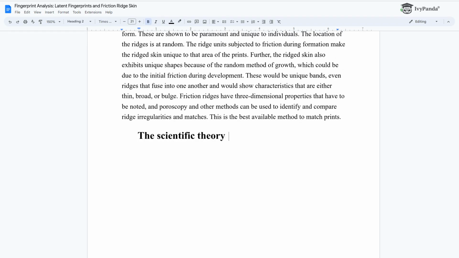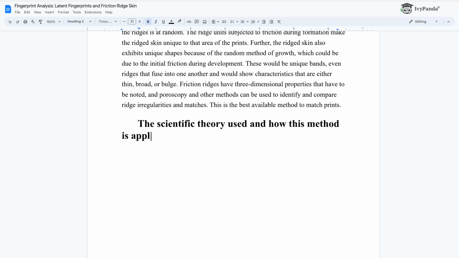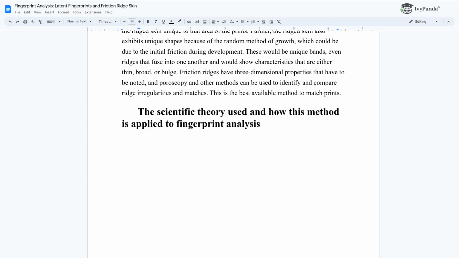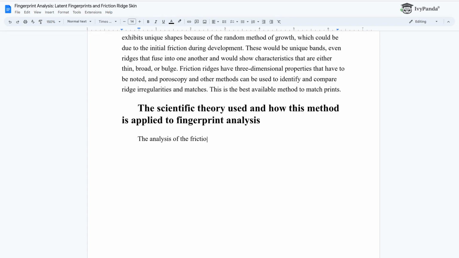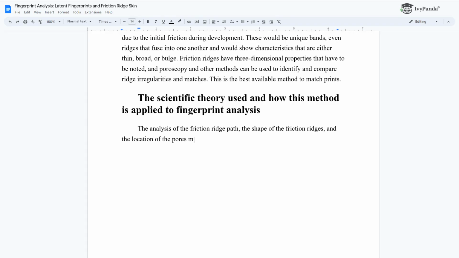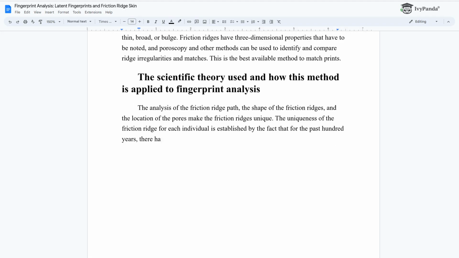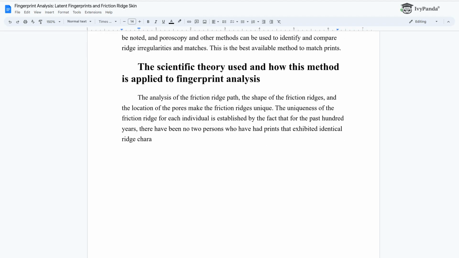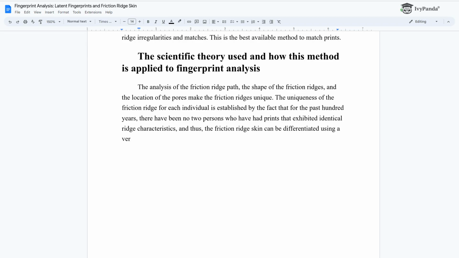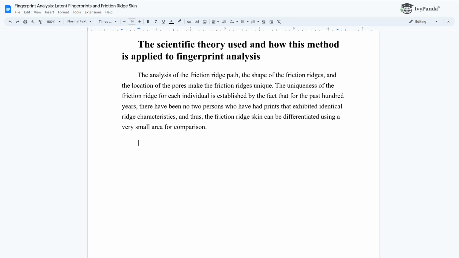The scientific theory used and how this method is applied to fingerprint analysis. The analysis of the friction ridge path, the shape of the friction ridges, and the location of the pores make the friction ridges unique. The uniqueness of the friction ridge for each individual is established by the fact that for the past 100 years, there have been no two persons who have had prints that exhibited identical ridge characteristics, and thus, the friction ridge skin can be differentiated using a very small area for comparison.